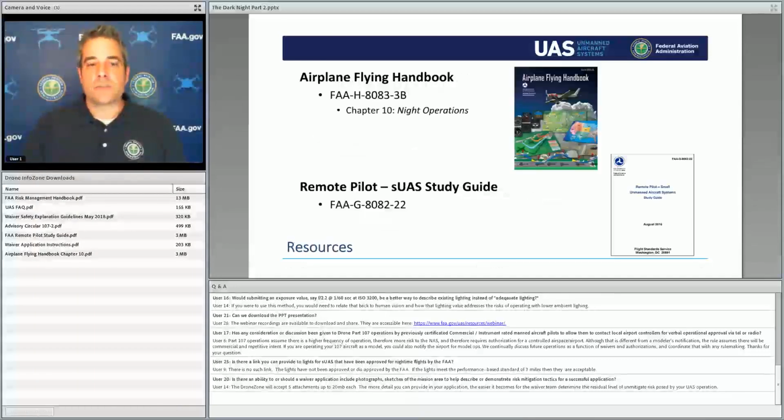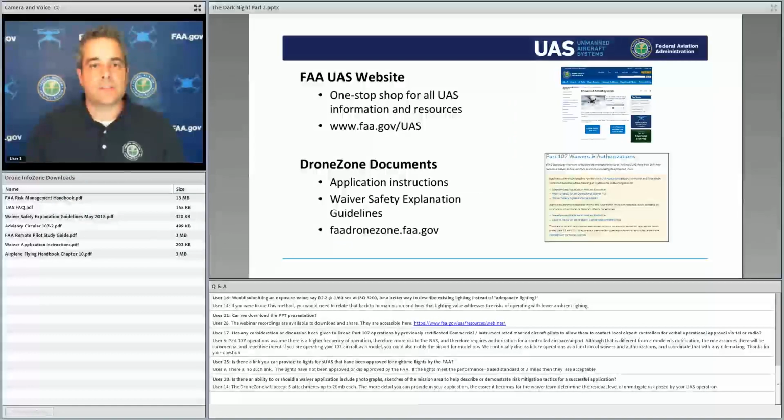We do have some resources that are always available for you folks. I used the Airplane Flying Handbook to get a lot of this content here today, and that's available in our Drone Info Zone downloads on the left side of the page there. Chapter 10 is night operations. The Remote Pilot Study Guide has some additional information about operating during civil twilight hours and challenges at night.